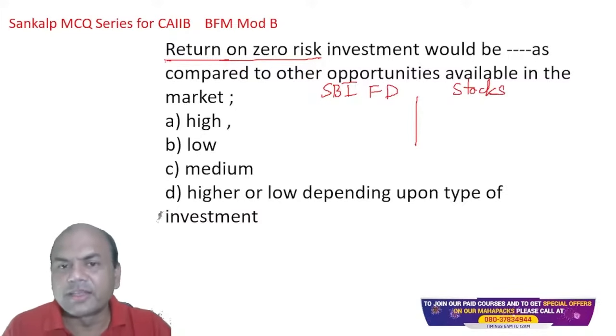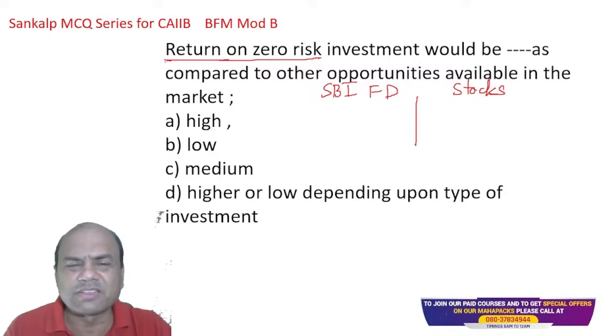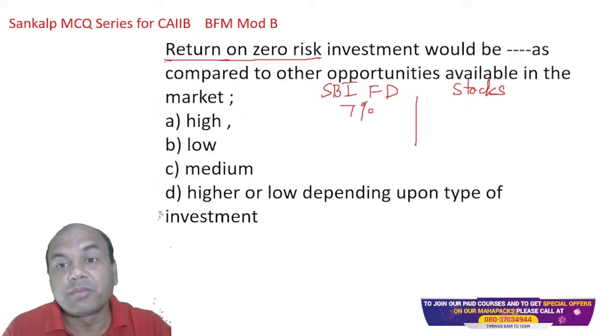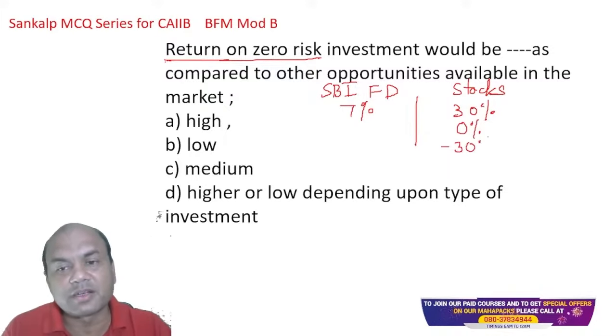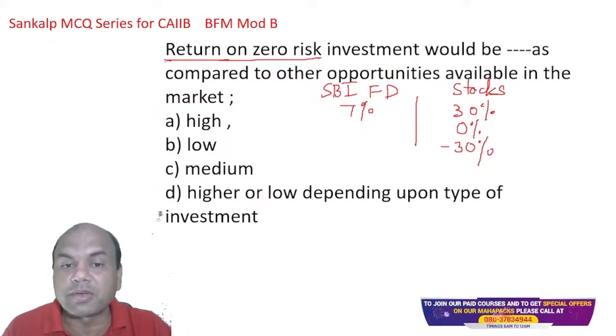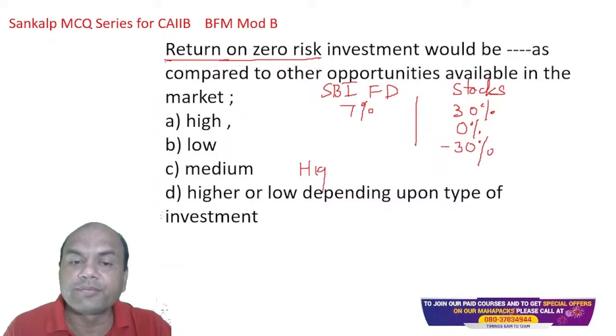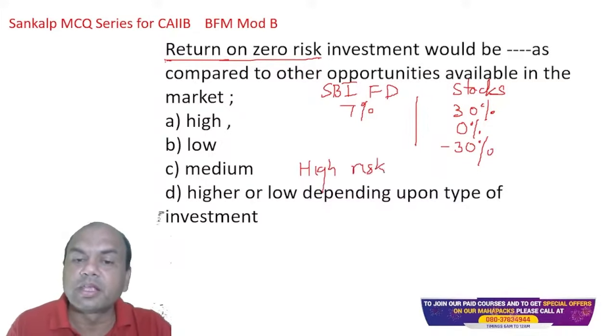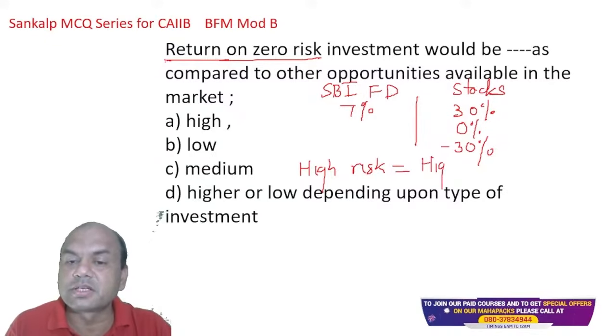What will happen? This SBI FD is safe. Something 6-7%, whatever, I'll get it, roughly. That is safe. But what about the stocks? These stocks might give me, let's say, 30% also, or 0% also, or minus 30% also. Isn't it? So that's why this is a riskier element. But returns are also the same way. Higher the risk, higher the returns. Always remember, high risk equals high returns. Always remember this logic.